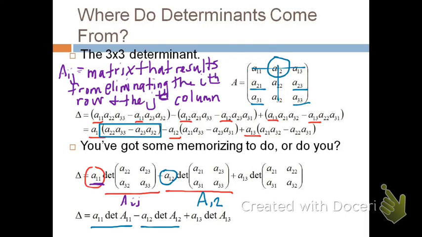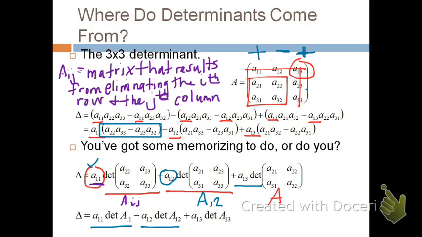Also notice that there is a negative in front of this second term. And if we look at this first term, it was the positive of this value. And now looking at this last term, it happens to be the positive of this value. So there's a pattern here. We have positive, negative, then positive. And likewise, if we take this A13 and eliminate the first row and the third column, we're left with this resulting matrix here, which we'll call A13. And so we have this last term.